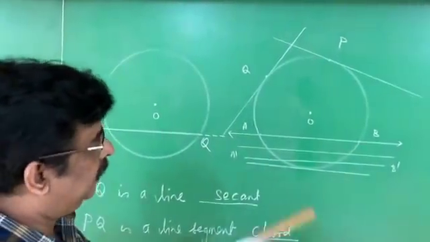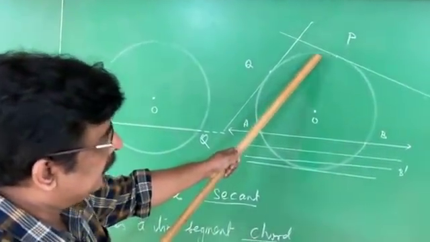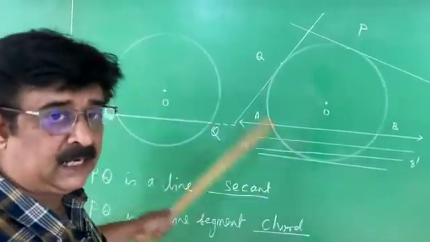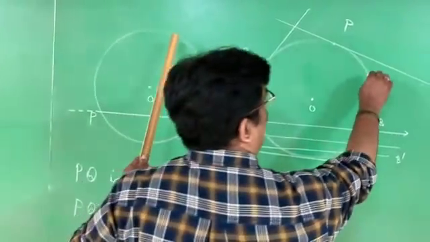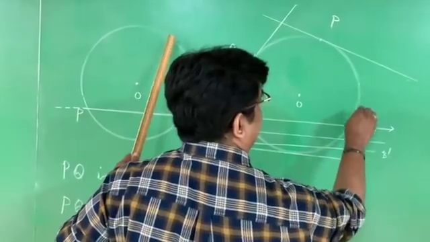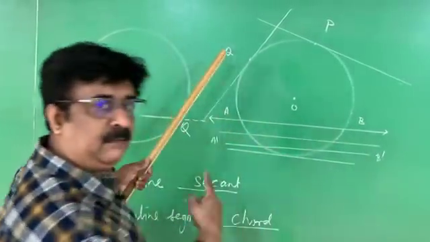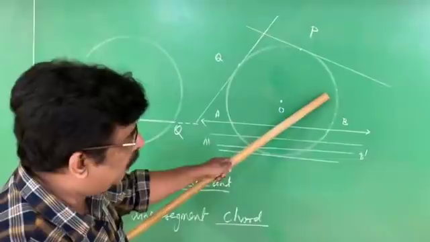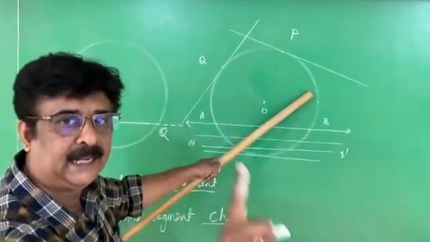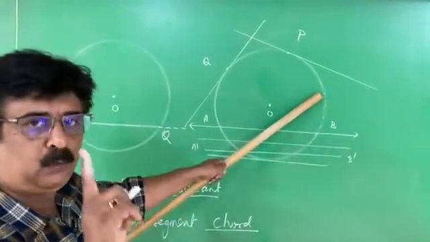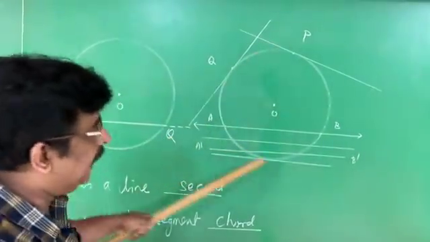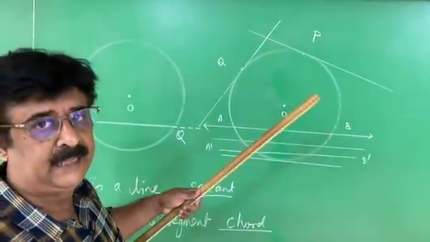Therefore, try to understand, we can draw infinite tangents to a circle because a circle is formed by an infinite number of points. At every point, we can draw only one tangent. At a point, we can draw one tangent, but a circle can have infinite number of tangents.